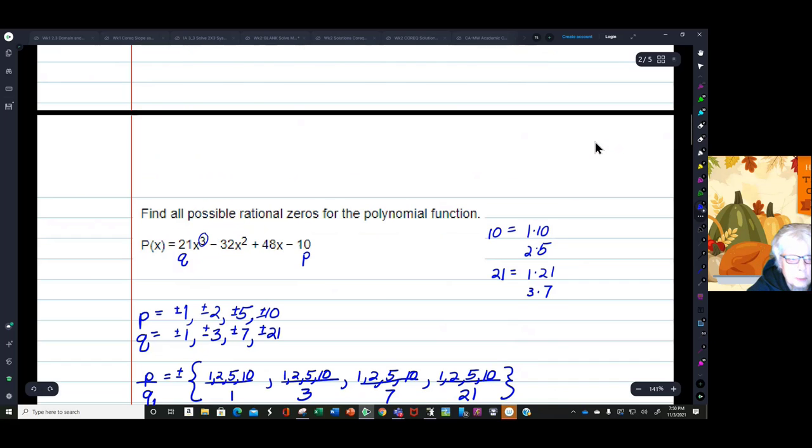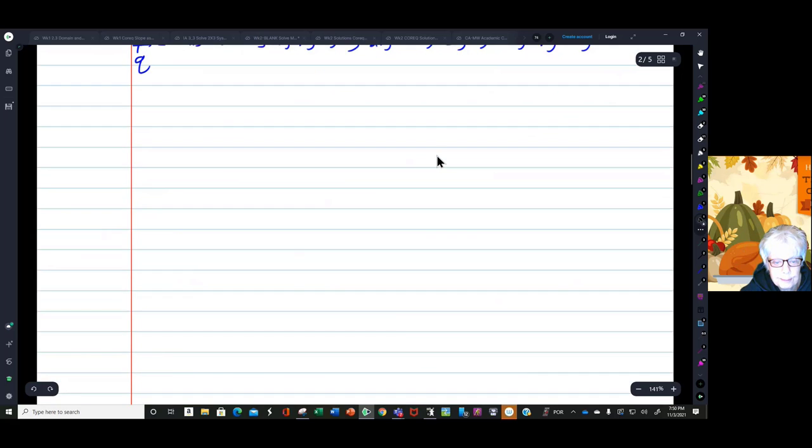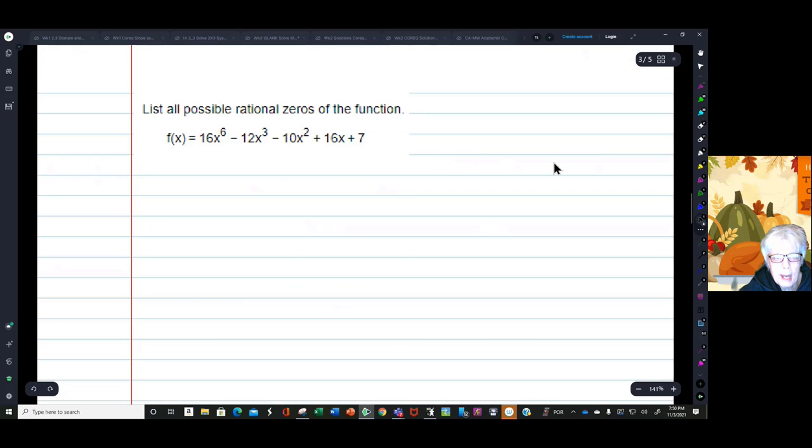Okay, here we go. I want to put number 2 by this. One more to go. Okay. Now, while 16 is going to have a lot of factors, 7 is not. It's prime. So actually, I do want to do the P and the Q in blue. So P is just going to be plus or minus 1 and plus or minus 7. Because 7 is a prime, therefore it can only equal 1 times 7. Pretty simple.